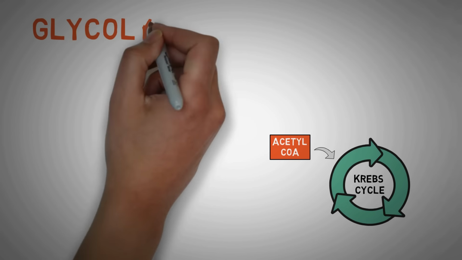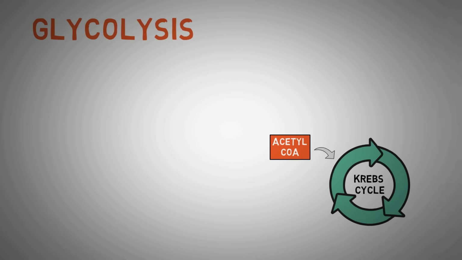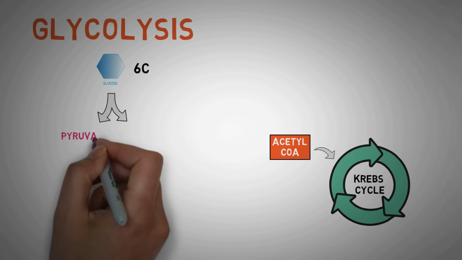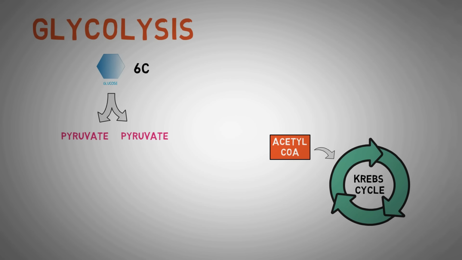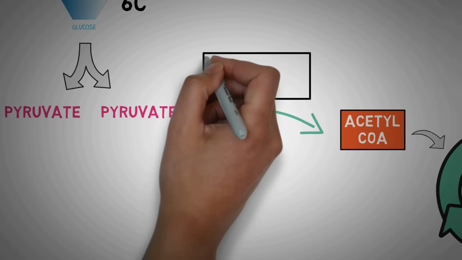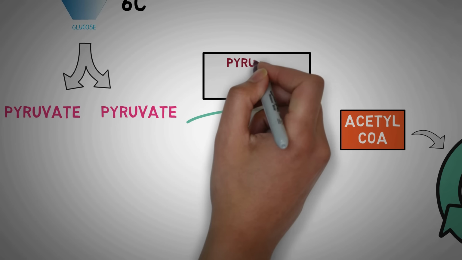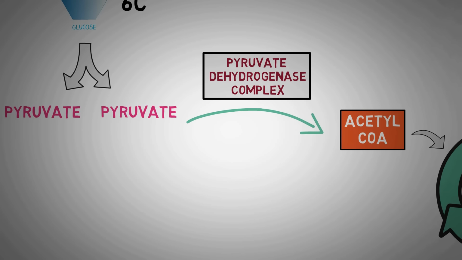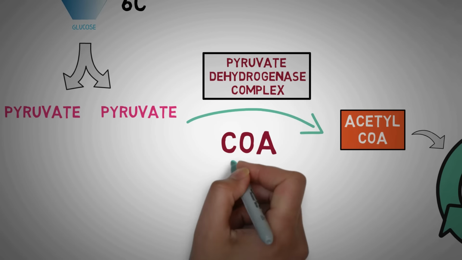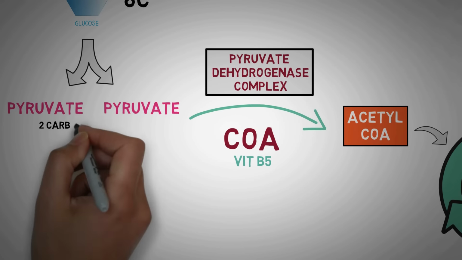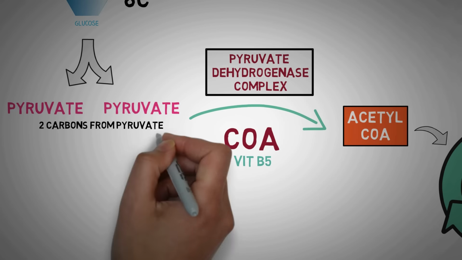Now one of the important biochemical pathways that runs before the Krebs cycle is glycolysis. In this pathway, we break down glucose, which is a 6-carbon compound, into 2 molecules of pyruvate, which is a 3-carbon compound. What happens next is that this pyruvate is acted upon by a set of enzymes collectively known as the pyruvate dehydrogenase complex. In this reaction, coenzyme A is also involved, which is a coenzyme derived from vitamin B5. In this reaction, 2 carbons are transferred from the pyruvate to coenzyme A to form the acetyl-CoA.